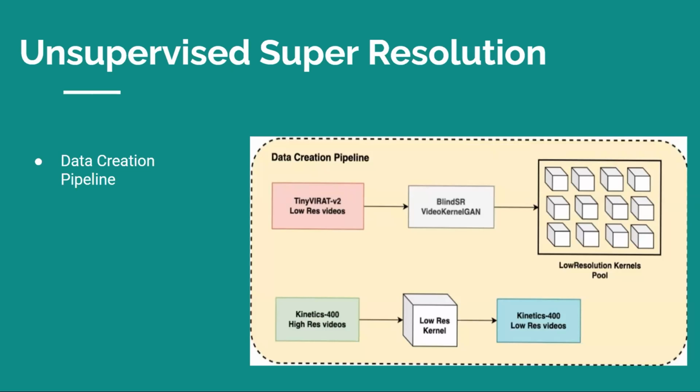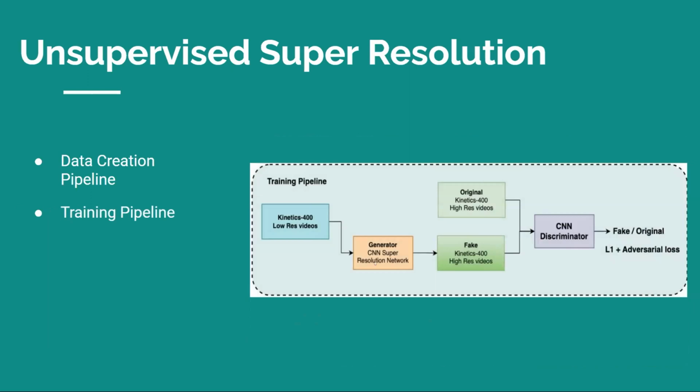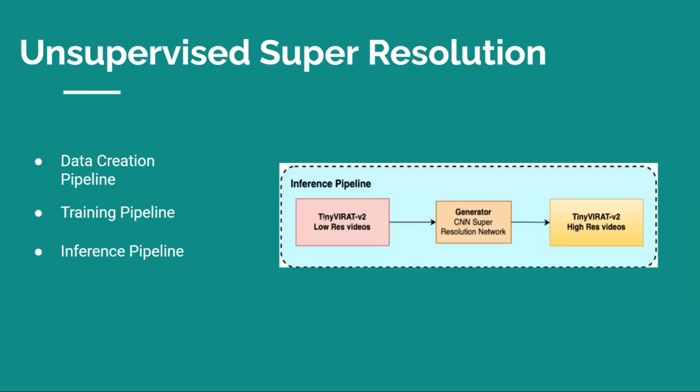Okay. Yeah. Conclude. This slide is the only slide we did not do. So followed by the data creation pipeline, we have a training pipeline which uses the same adversarial approach to train using the low resolution videos generated by the data creation. And once that is done, we use it for inferencing, wherein we pass the Tiny VIRAT videos and generate the high resolution data. So this was all about the unsupervised super resolution method.